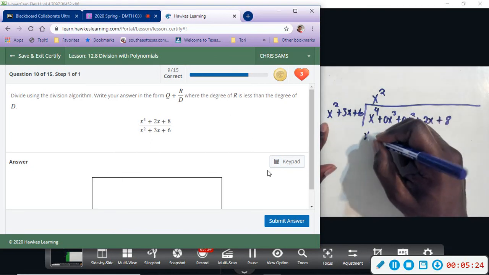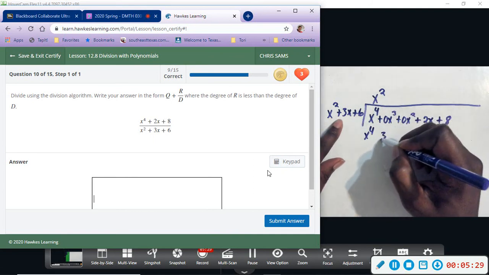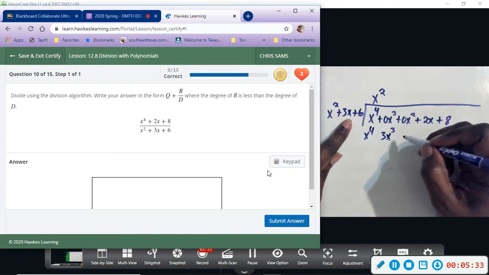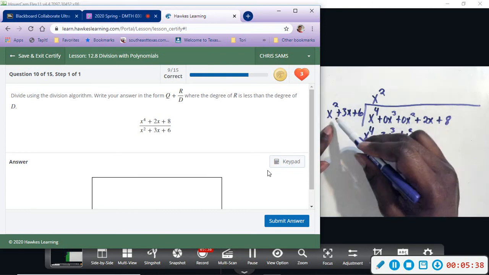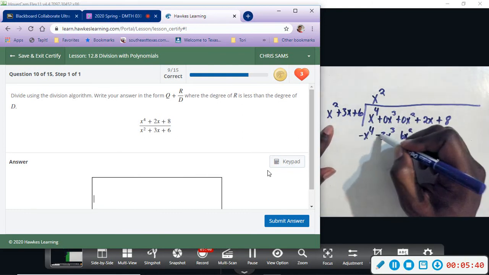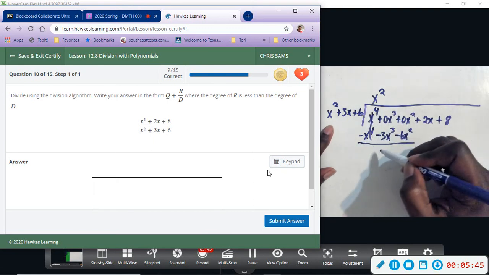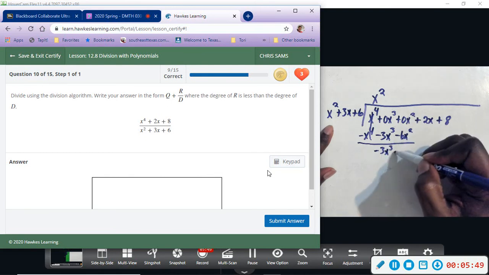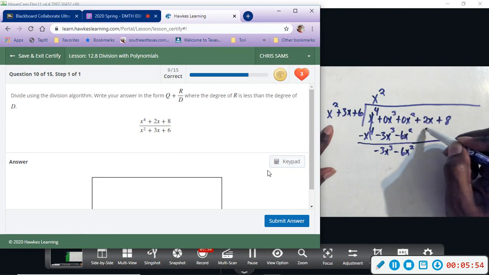So give us x to the 4th. 3x cubed. 6x squared. They're all positive, but when we change signs, they will become negative to subtract. That cancels. Negative 3x cubed minus 6x squared, and then bring down the 2x.